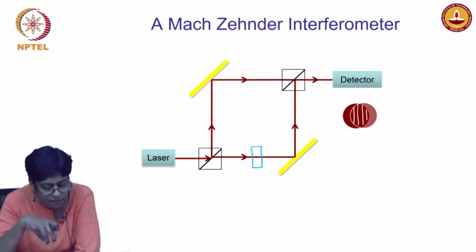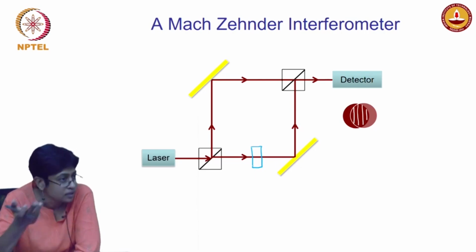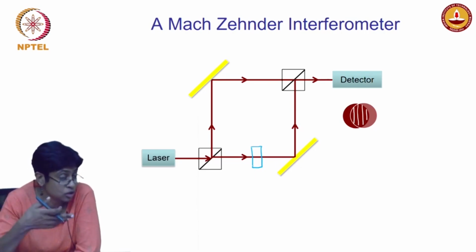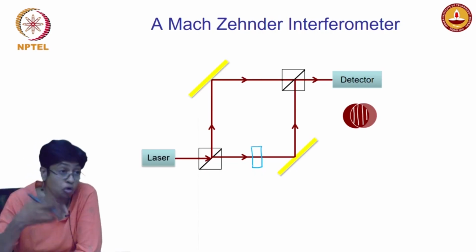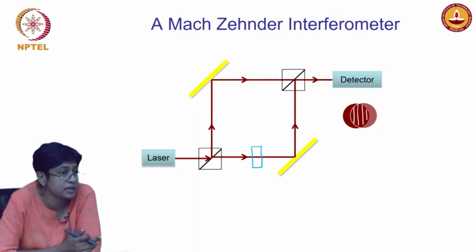Or I could have a transparent block that is sensitive to temperature. As the temperature changes, either that block expands or contracts, so its length changes, or its refractive index is a function of temperature. Then again the fringes are going to change from one temperature to another, and I could use that as a sensor. So there are many different ways that you could use this as a sensor, right?